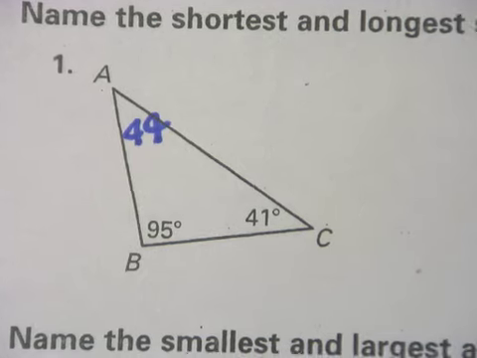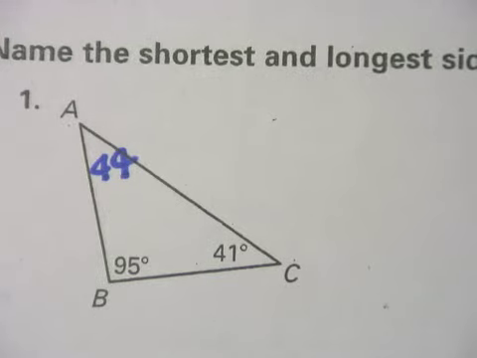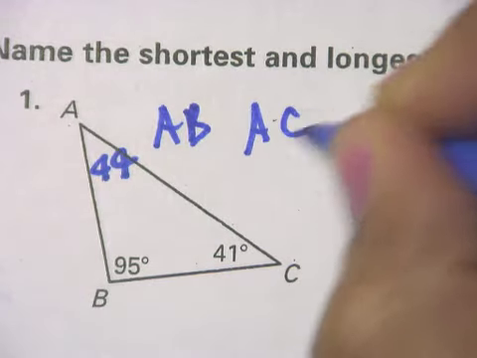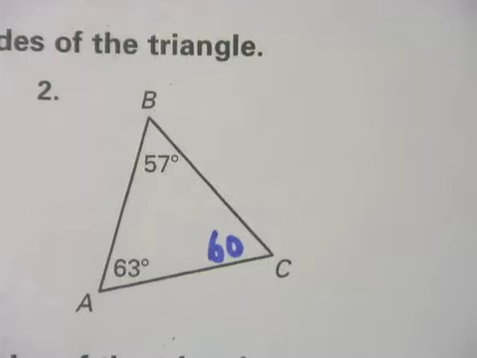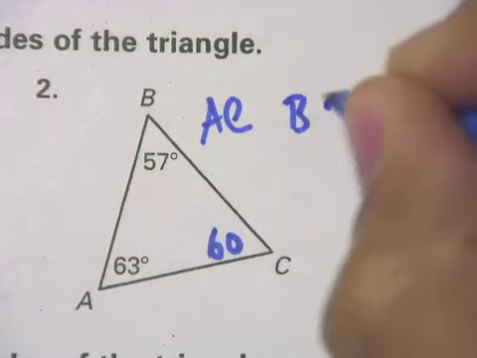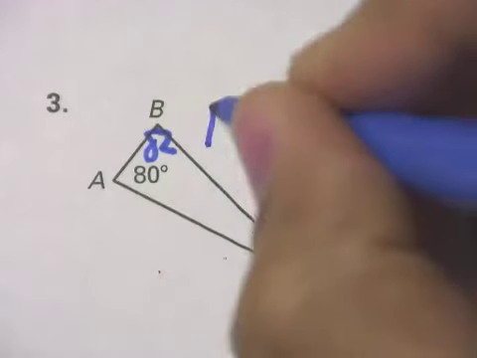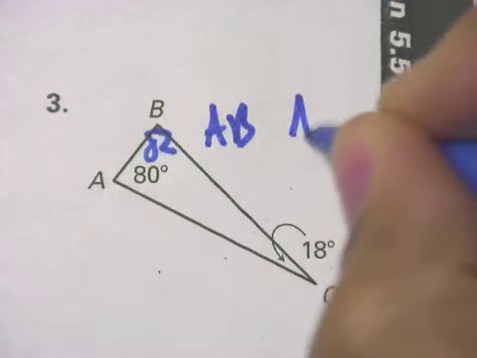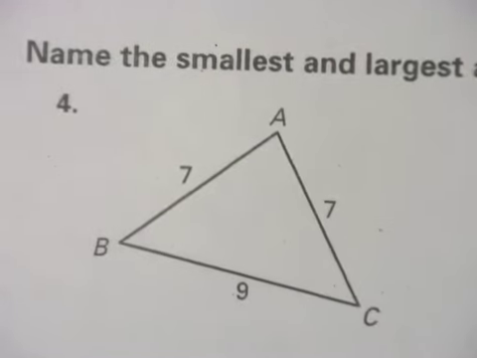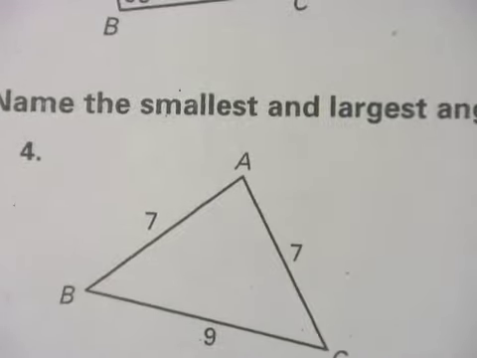So for numbers 1 through 3, they want us to name the shortest and the longest sides of the triangle. I'm going to take a wild guess and say that you've gotten pretty good at this. So I'm just going to write the answers. The shortest and then the longest side. So shortest is AB. AC is the longest. For number 2, AC is the shortest. BC is the longest. Number 3, AB is the shortest. AC is the longest.